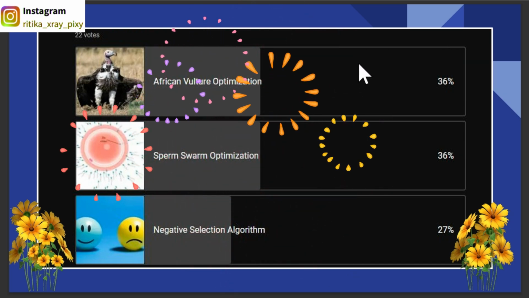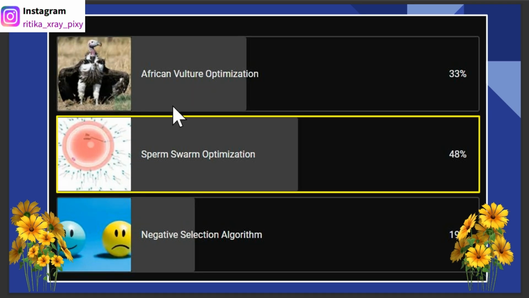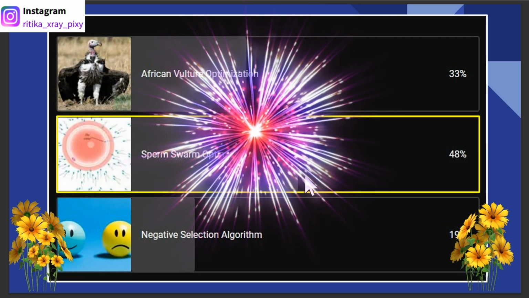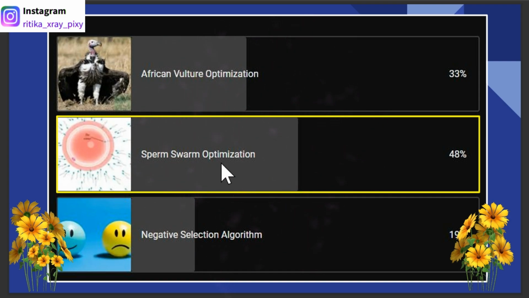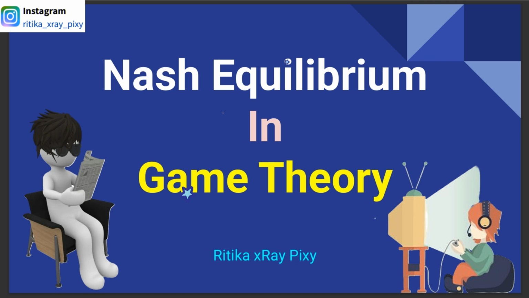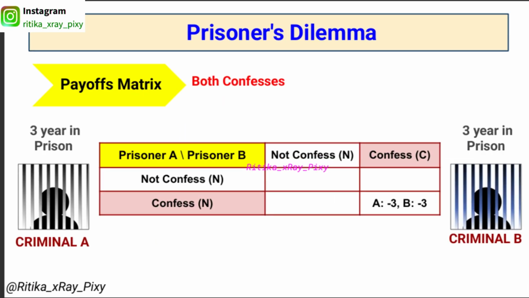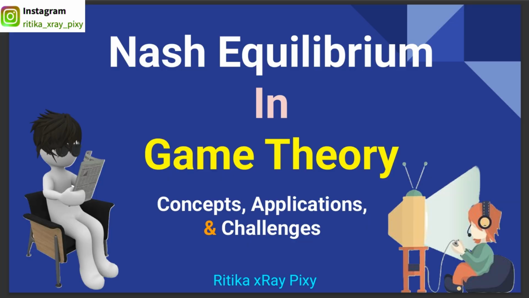As you can see, we were getting equal votes for these two algorithms, so we delayed this video, and right now you can see we are getting maximum votes for this optimizer. So in the next video we will cover this optimizer step by step using different examples, and in this video we will understand what is Nash equilibrium in game theory. We will try to understand this using different examples and also cover its application, challenges, and benefits.